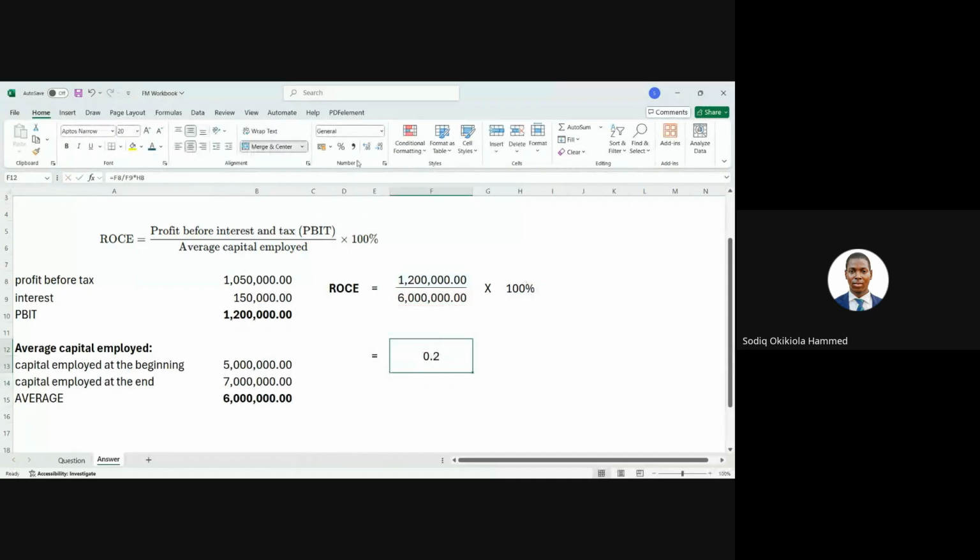So our return on capital is 0.2. When I change it to percentage, it's going to give us 20%. So our ROC, in percentage, is equal to 20%.